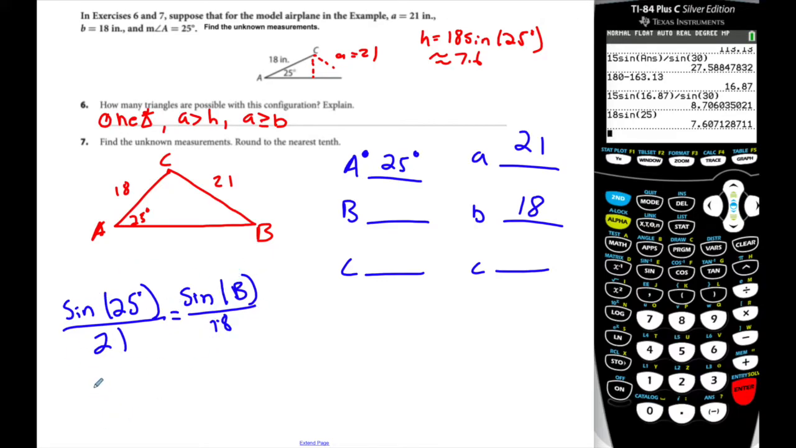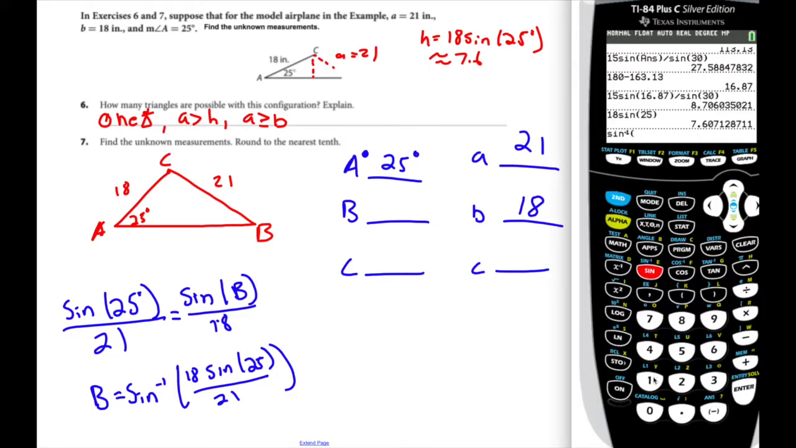So if I do this out, you're going to get b. I multiply and I take the sine inverse. So I get the sine inverse of 18 times sine 25 degrees over 21. Okay? And let's see what happens. Sine inverse 18 sine 25 over 21. And if you think about it, 18 sine 25, that's the opposite.